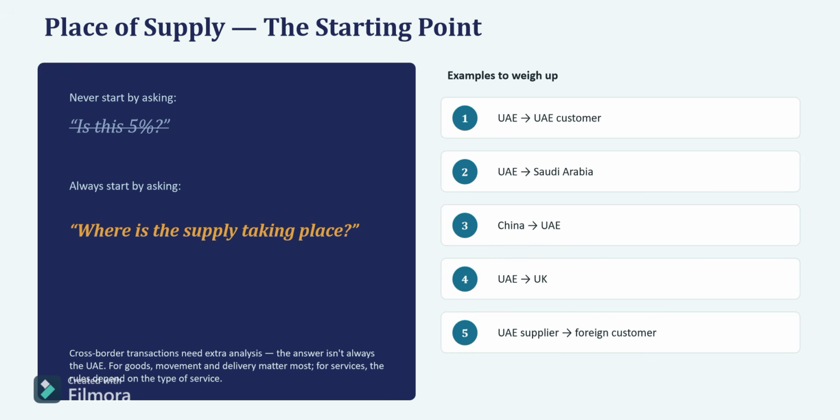And suppose we are exporting goods from UAE to the UK, then it will come under zero rated supplies, because export comes under zero rated. And now a UAE supplier to a foreign customer. So here it will also be zero rated, and it is a case of an export.